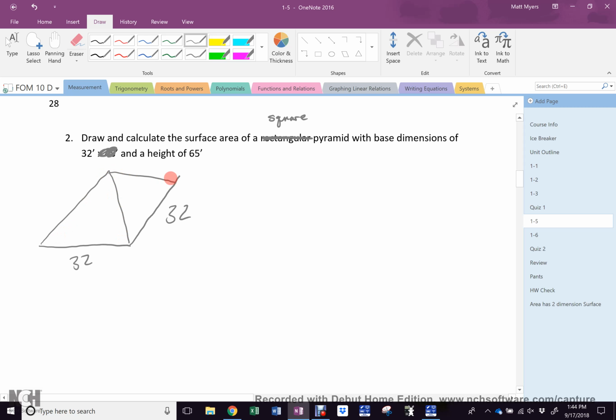Everybody cool? Now, if I blow this pyramid up, and you did this a lot when you were a kid, your teachers all gave you a thing that looked like this.